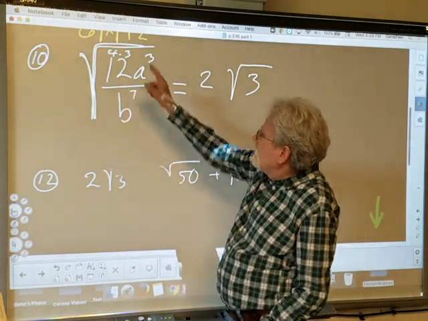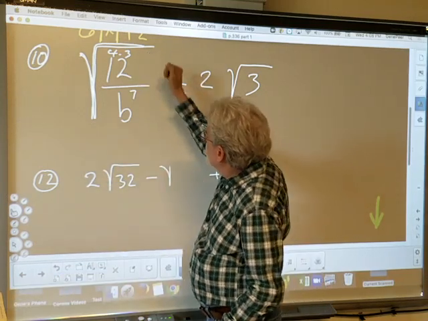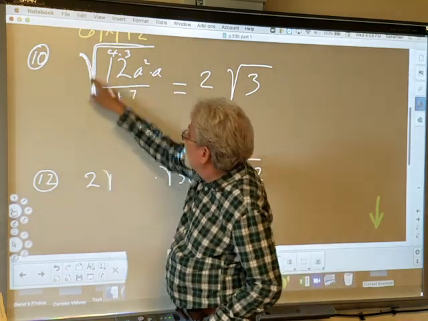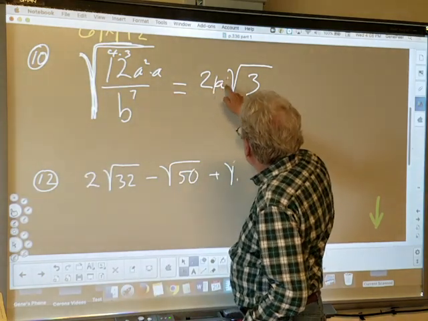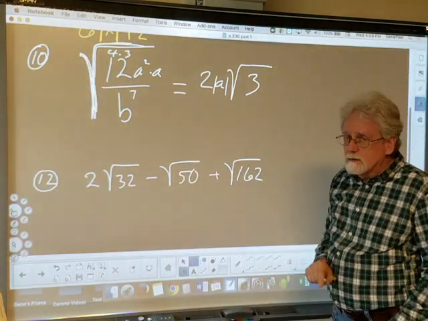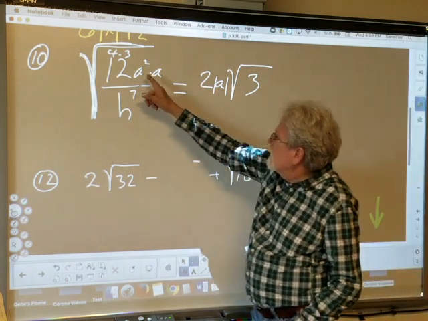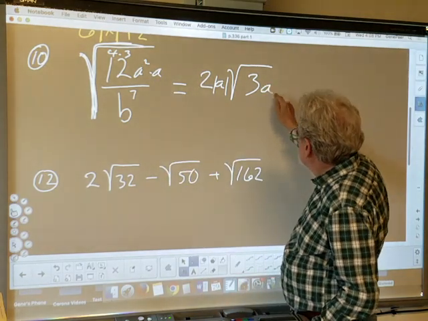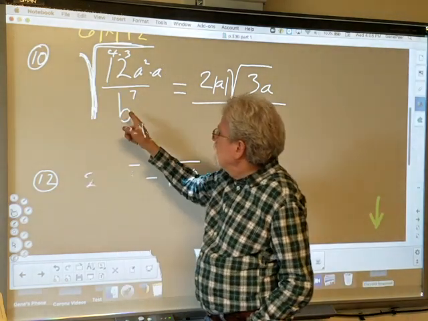Of the a to the 3rd, a squared of it can pa-ching out. That a to the 3rd is the same thing as a squared times a. But I know the square root of a squared, pa-ching, pops out. Absolute value of a. Even index, I've got to use absolute value. And then what are we left with, though? We took out the a squared, pa-ching, there it is, but we're still left with that a inside. Over square root of b to the 7th.